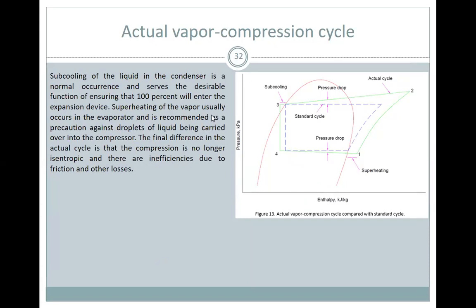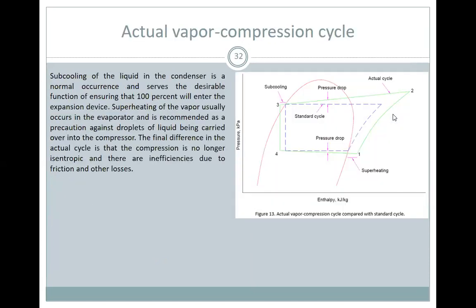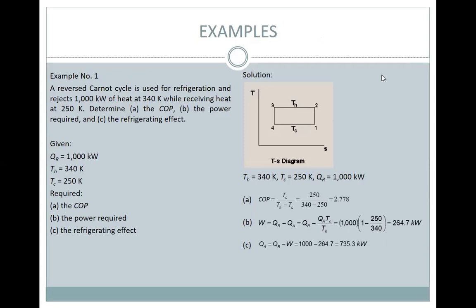The final difference in actual cycle is that compression is no longer isentropic and there are inefficiencies due to friction and other losses. Pwedeng isentropic, pwedeng hindi. Kasi meron siyang efficiency. Diba? Efficiency yung compressor. Ang binanggit na efficiency, so kung ano yung kapag wag binanggit, just assume isentropic. So examples.